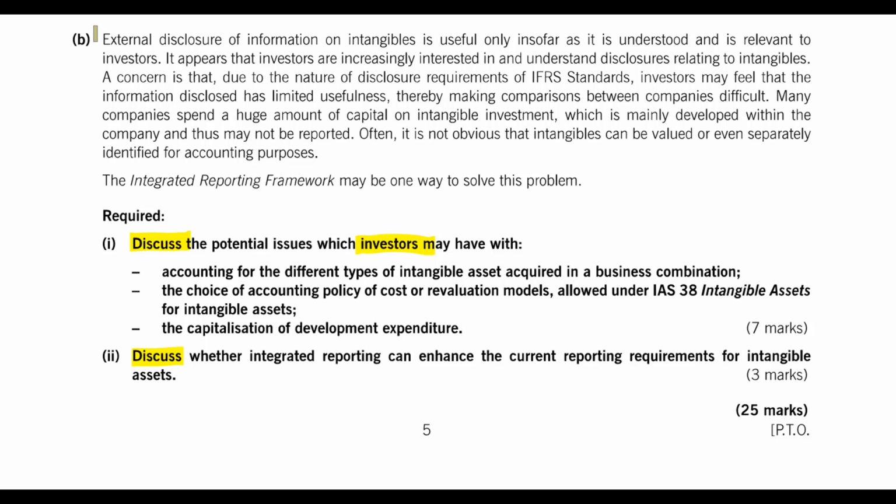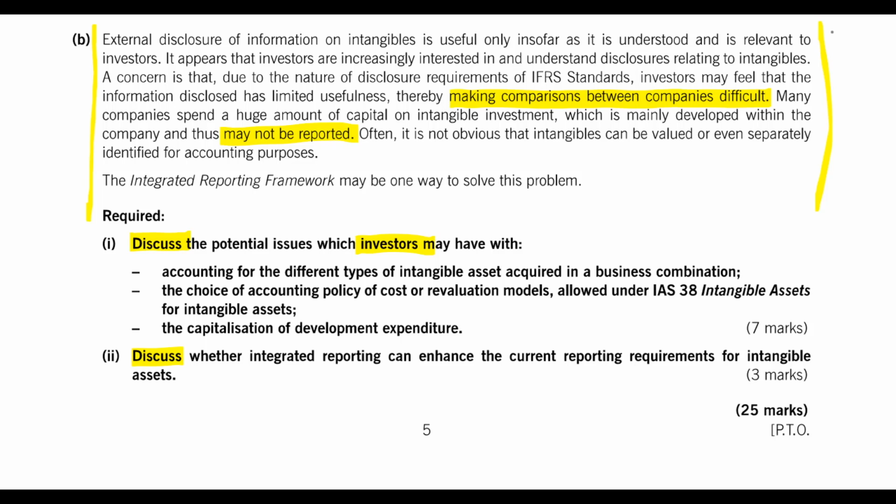The question gives us a scene setter, and there's a lot of useful information contained within this opening paragraph that gives us a context and a flavour that's going to inform our answer. It talks about how investors find making comparisons difficult. It talks about how intangible assets may not be reported. And so when a question like this comes up again, it's always important that you look and study the information that you're given, because you're given it for a purpose, and that purpose is to help you construct an answer.